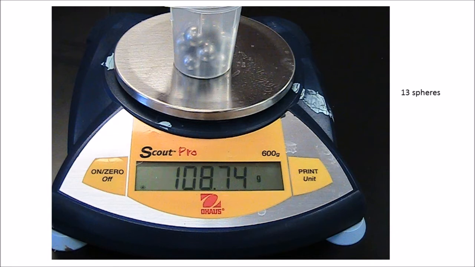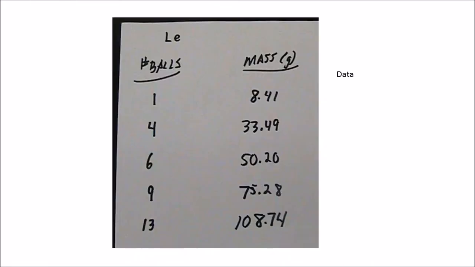So when I get done doing all that, what I've got is a set of data. One sphere had a mass of 8.41, 4 had that, 6 had that, 9 had that, 13 had that. The 9 I didn't show you a picture of, but it looks like the one in between 6 and 13. Those are our data.